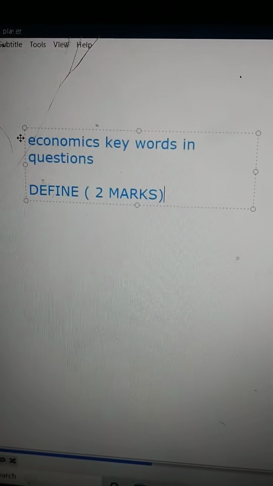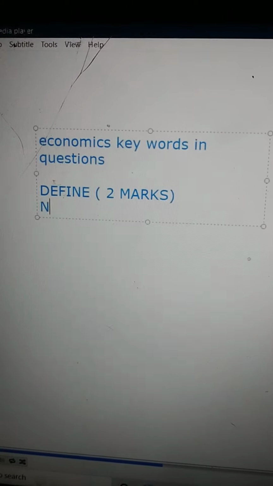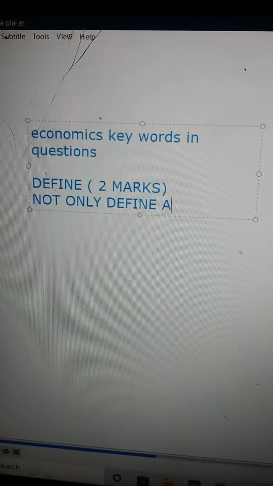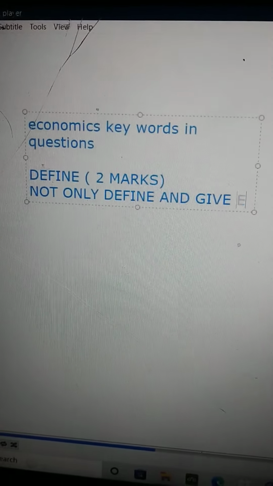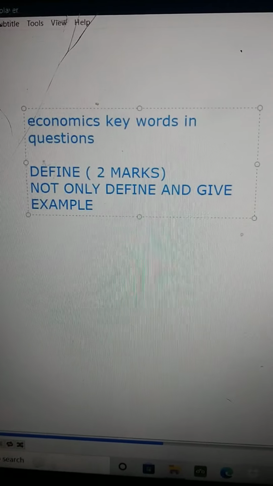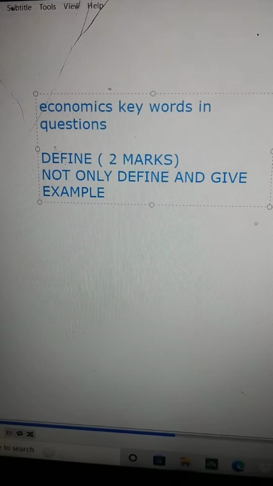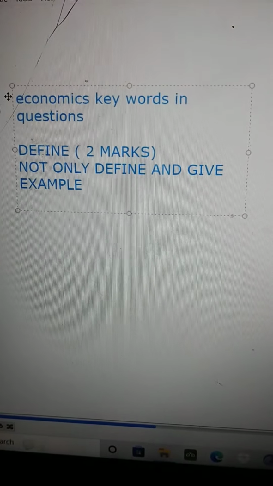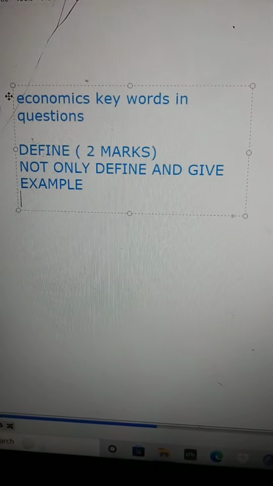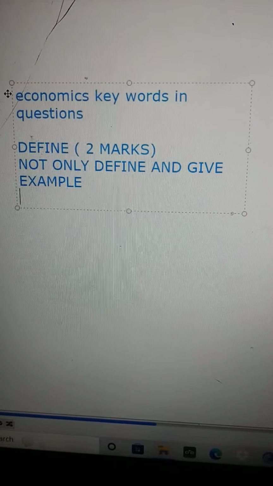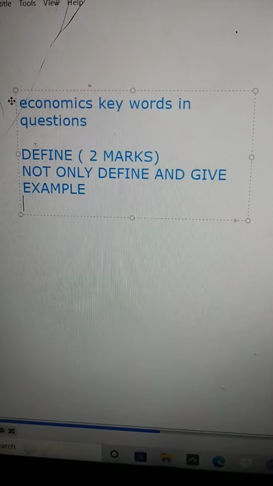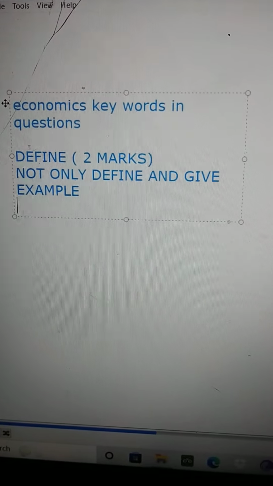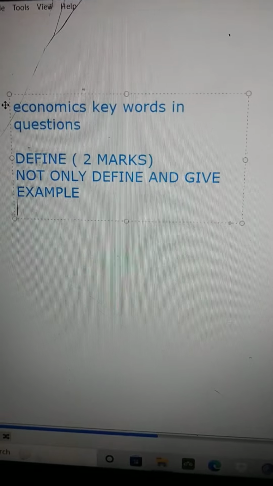So with definitions, make sure that you not only define, but also give 1 example of it. If you can give more examples, it will be fine. There is no negative marking on writing more. The only thing is that the time can be short at the end of the day. So you have to be careful that whenever you define, it has to be the definition, but a short example should be given too.